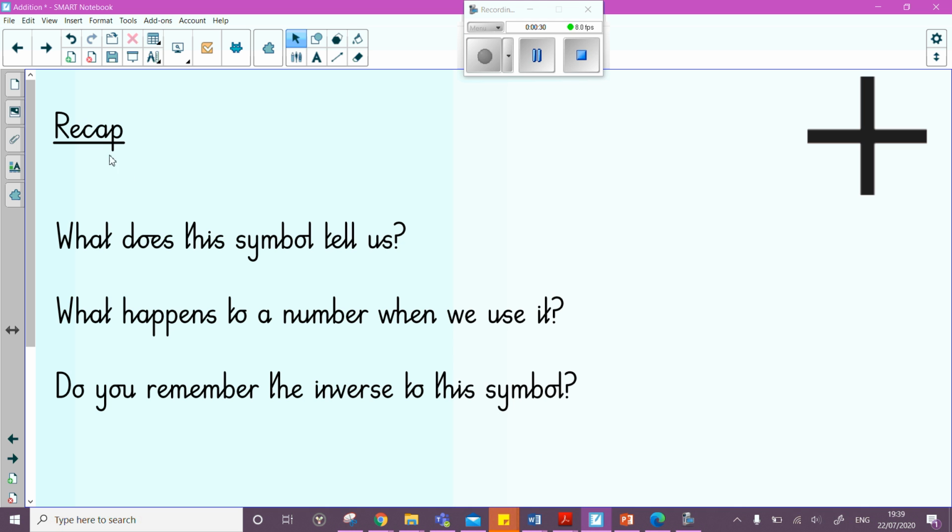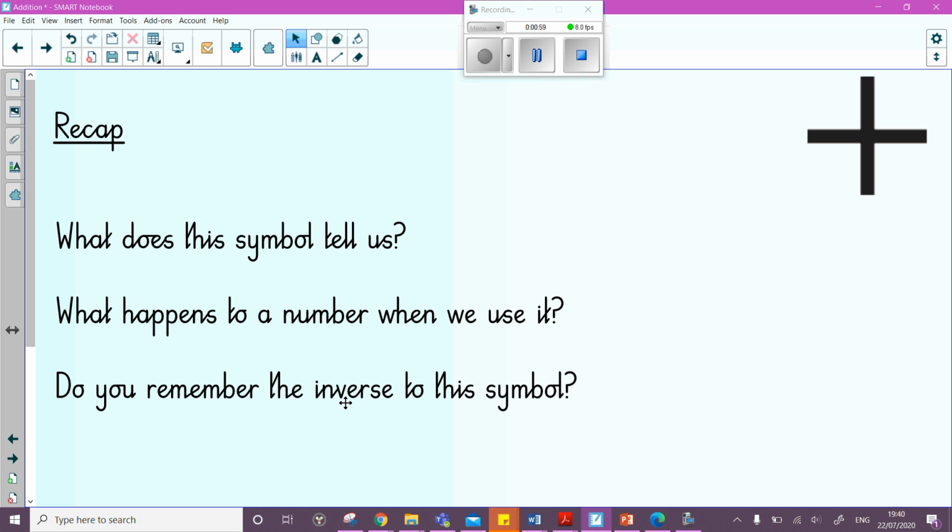So we're going to have a quick recap. So we have a look at this symbol. What does this symbol tell us? So it tells us to add, okay? And I want us to have a think about what happens to the number when we use it. So if I had a number problem that was 12 add 5, what would happen to the number 12? Would it increase or would it decrease? It would increase because we are adding.